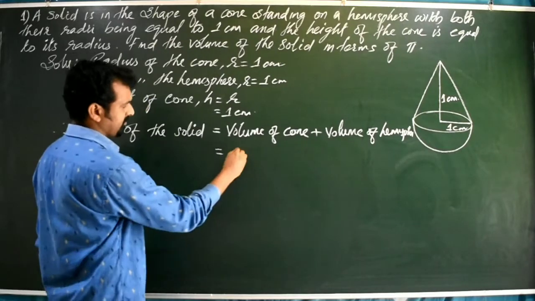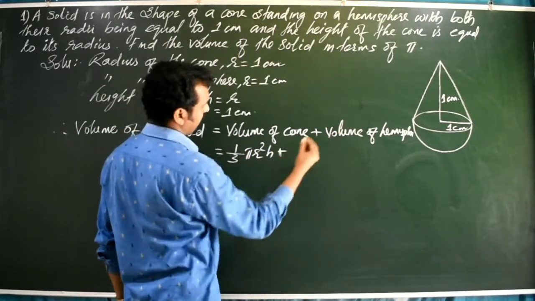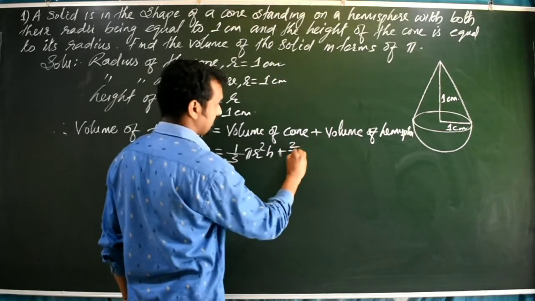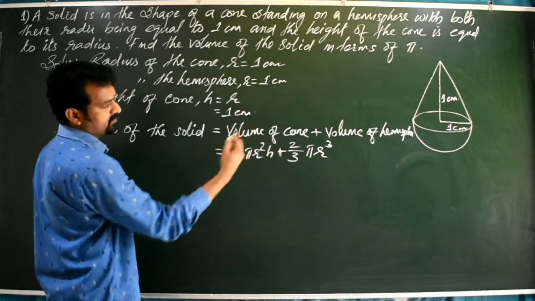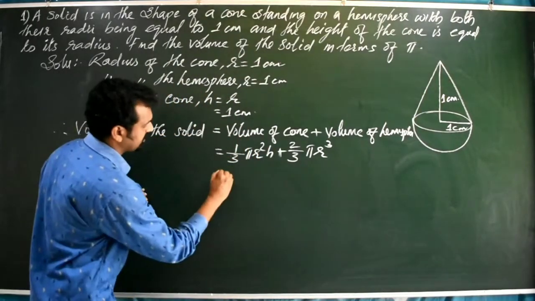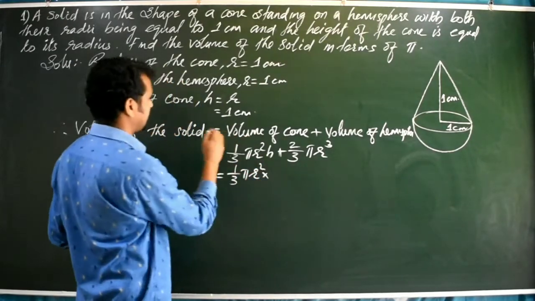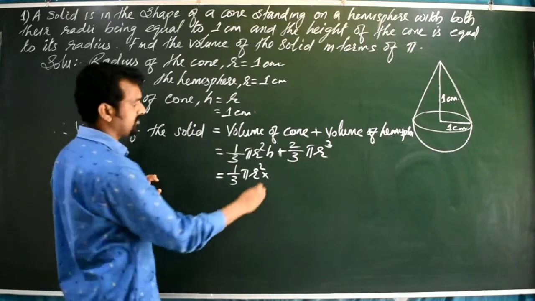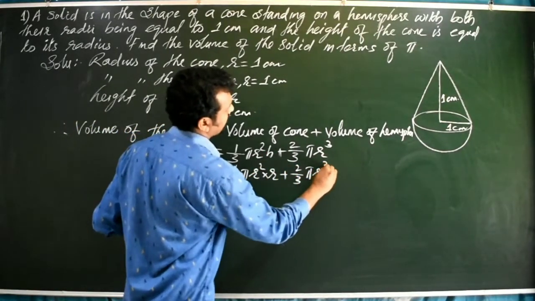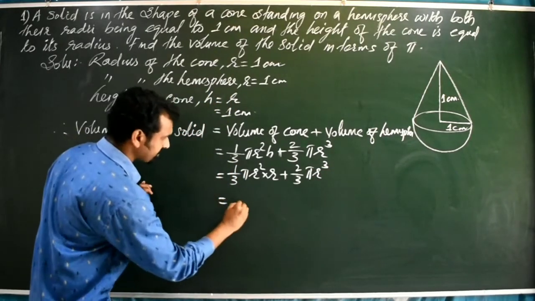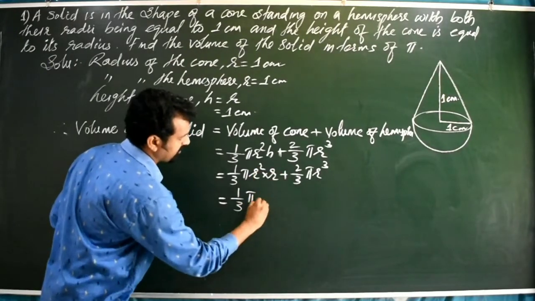Volume of cone, what is the formula? 1 by 3 pi r square h, plus volume of hemisphere. Volume of hemisphere is equal to, what is the formula? 2 by 3 pi r cube. So, 1 by 3 pi r square h plus 2 by 3 pi r cube. That is equal to 1 by 3 pi r square into h. Height h is equal to radius, so in place of h we can write r, plus 2 by 3 pi r cube. Then that is equal to 1 by 3 into pi into r square into r. What will come as the answer?